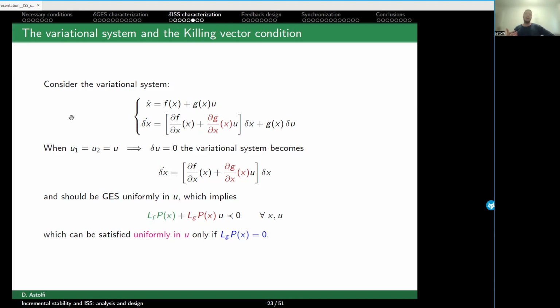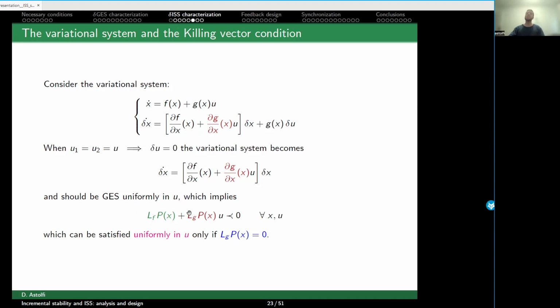Now, as we said before, the incremental input-to-state stability property implies also incremental global asymptotic stability properties. So if we take u1 and u2 equal to the same value, basically when we consider that there is no variation in the input, so delta u = 0, we have a variational system that should be globally exponentially stable, uniformly in u. Meaning that if we apply the Riemannian condition of before to this variational system, we obtain two terms, L_f P plus L_g P u, that has to be negative for any x and u.